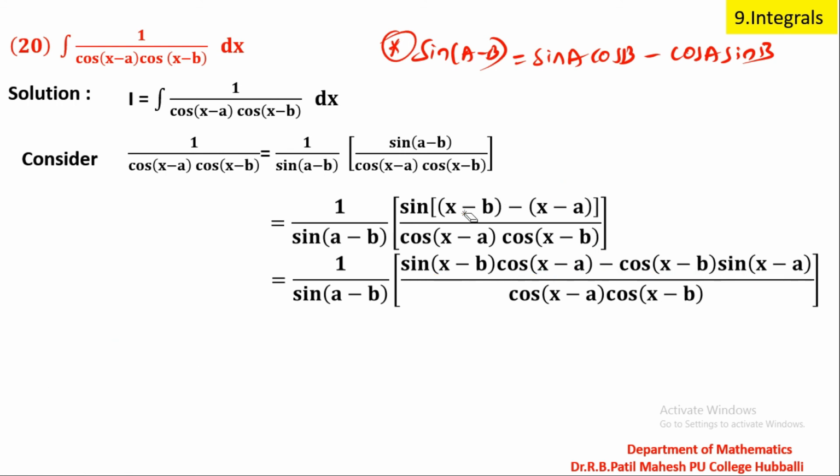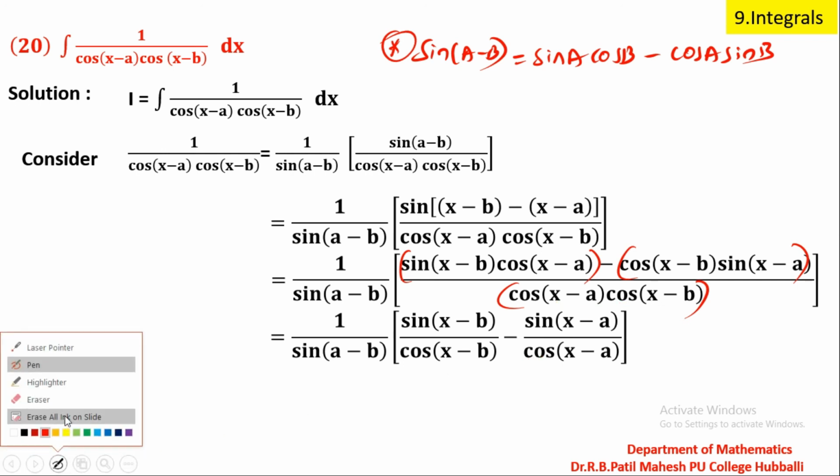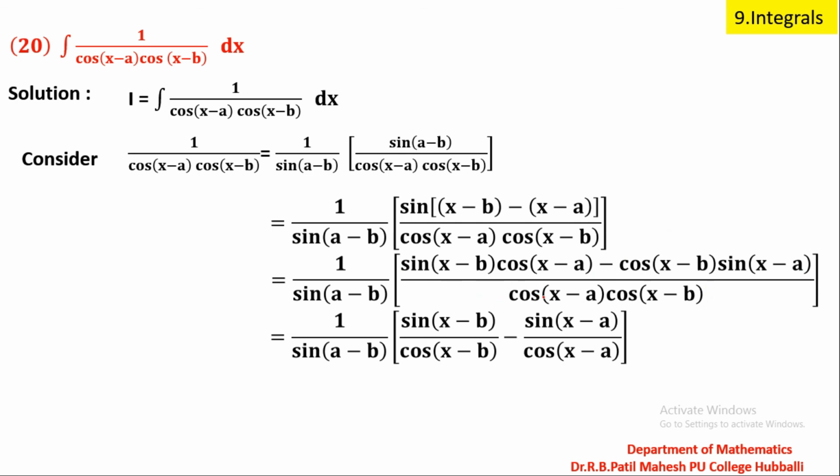Split in the sense, taking sin of x minus b into cos of x minus a divided by cos of x minus a into cos of x minus b, and cos of x minus b into sin of x minus a upon cos x minus a cos x minus b. After splitting, some terms will get cancelled. Cos of x minus a and cos of x minus a get cancelled. What is the remaining? Sin of x minus b upon cos of x minus b, that I have written here.